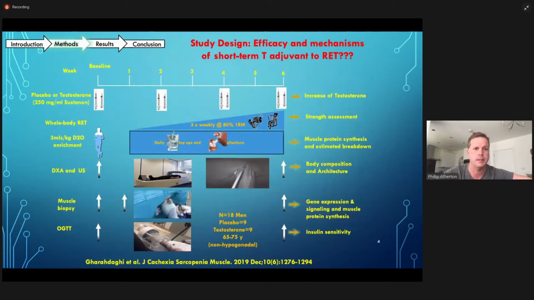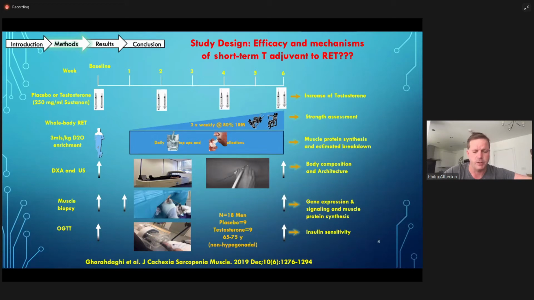So that's our study design. It's 6 weeks. You can see from the top left there that we provided either placebo injection or testosterone, so a saline injection or testosterone in the form of this Testosterone, which is a clinically approved drug here. We did whole body resistance training. So what I mean by that is loads of different exercises, lower and upper body, 3 times weekly, 80% 1RM. We gave a bolus and then top-ups of deuterium oxide, so we could estimate chronic protein turnover.